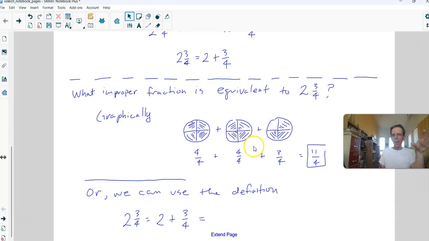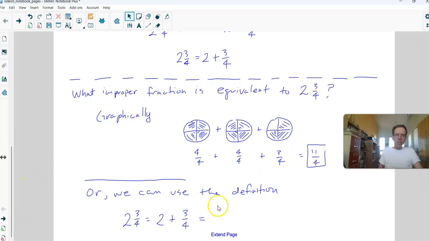Let's just look graphically at what this might be. So we've got 2 for the whole number. That means we have 2 whole ones. And the fraction part we're splitting up into 4. So let's split up those whole ones into 4s. And we're only keeping 3 of the quarters. So we have 2 full ones and a 3/4 one. If we add this up, we've got 4/4 plus 4/4 plus 3/4. We've got a common denominator of 4. We're going to get 11/4.